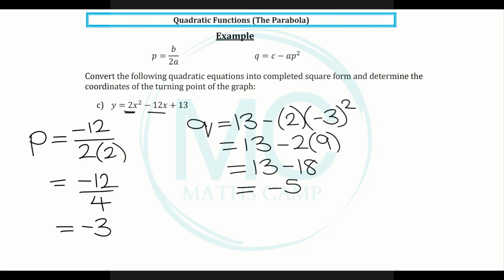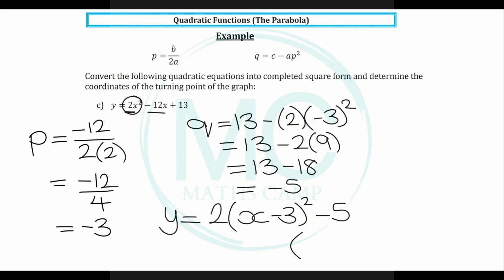Now in completed square form, I can say y is equal to a, the coefficient of x squared, 2, open the bracket, x minus 3 squared plus q, which is negative 5. And the coordinates of the turning point, negative p becomes positive 3, negative 5.